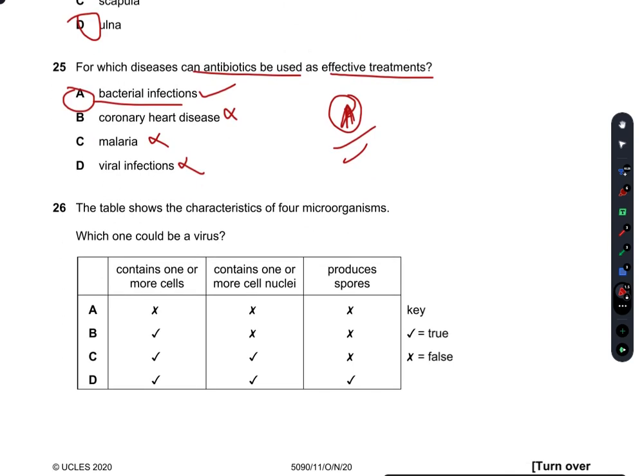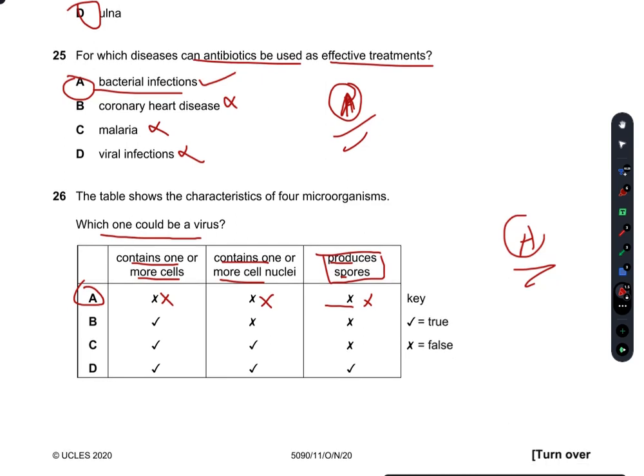The table shows the characteristics of four microorganisms. Which one could be a virus? Contains one or more cells. Virus does not contain a cell. Contains one or more nuclei. It does not have a complete nucleus. Produces spores? No. So A is the right option. I'm not sure about produces spores, but I know that viruses do not contain cells and viruses do not have nuclei as well. So A is the right option.